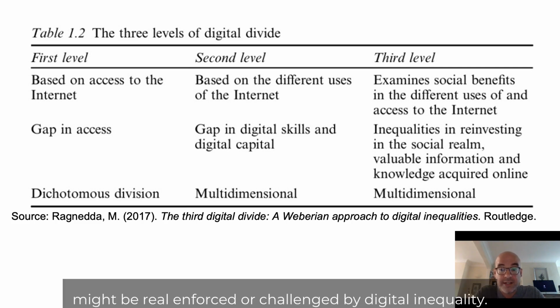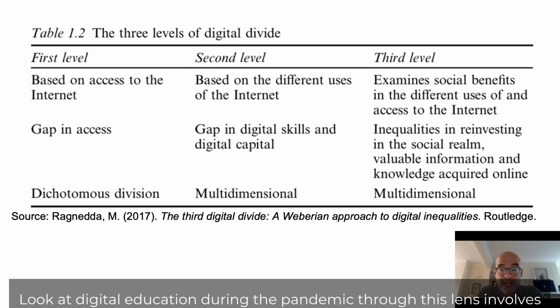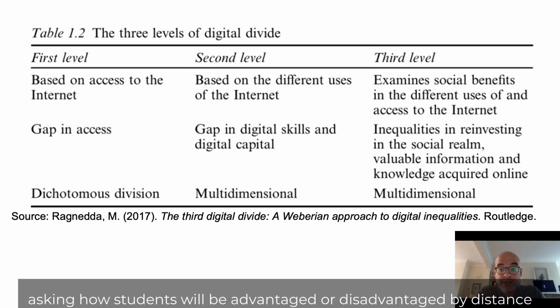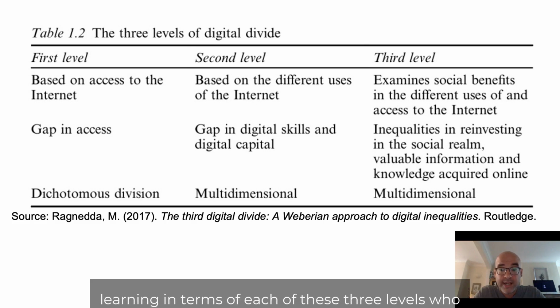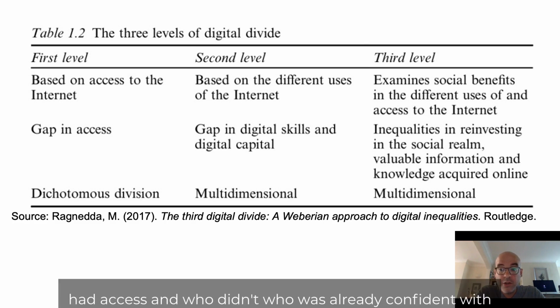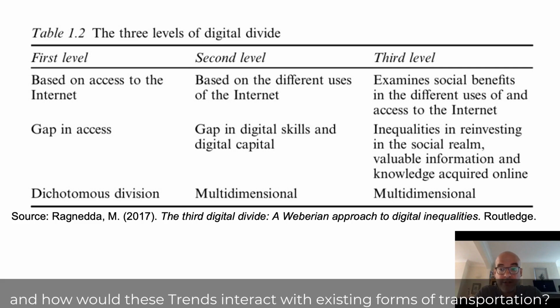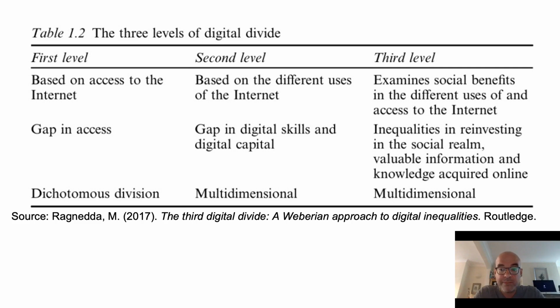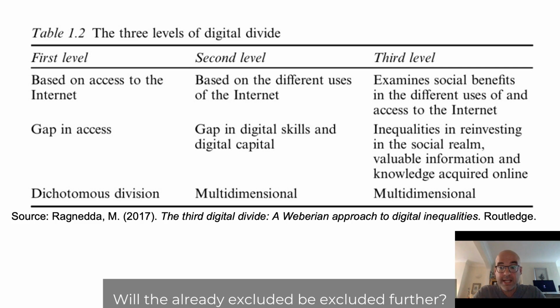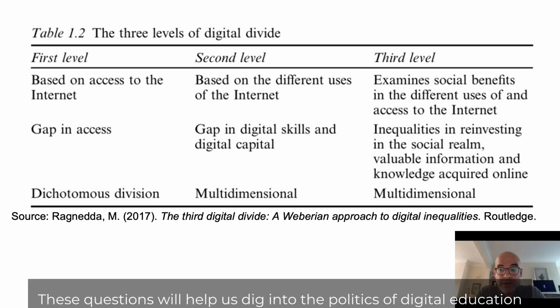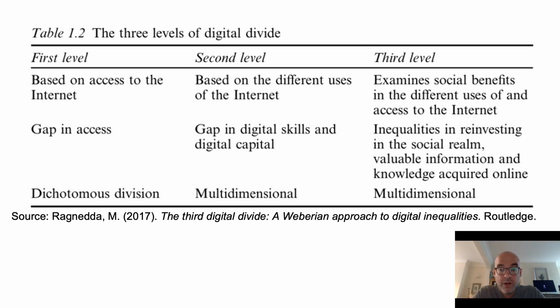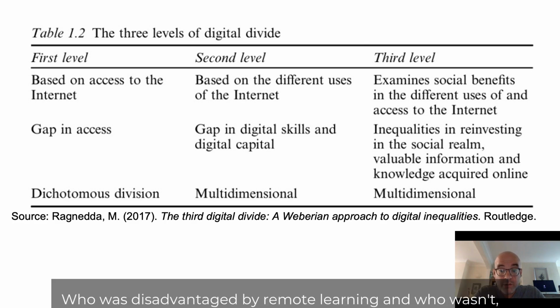This idea invites us to look at how existing forms of social inequality might be reinforced or challenged by digital inequality. To look at digital education during the pandemic through this lens involves asking how students will be advantaged or disadvantaged by distance learning, in terms of each of these three levels. Who had access and who didn't? Who was already confident with online interaction and who wasn't? And how will these trends interact with existing forms of stratification? Will the already excluded be excluded further? These questions will help us dig into the politics of digital education during the pandemic. Who was disadvantaged by remote learning and who wasn't?